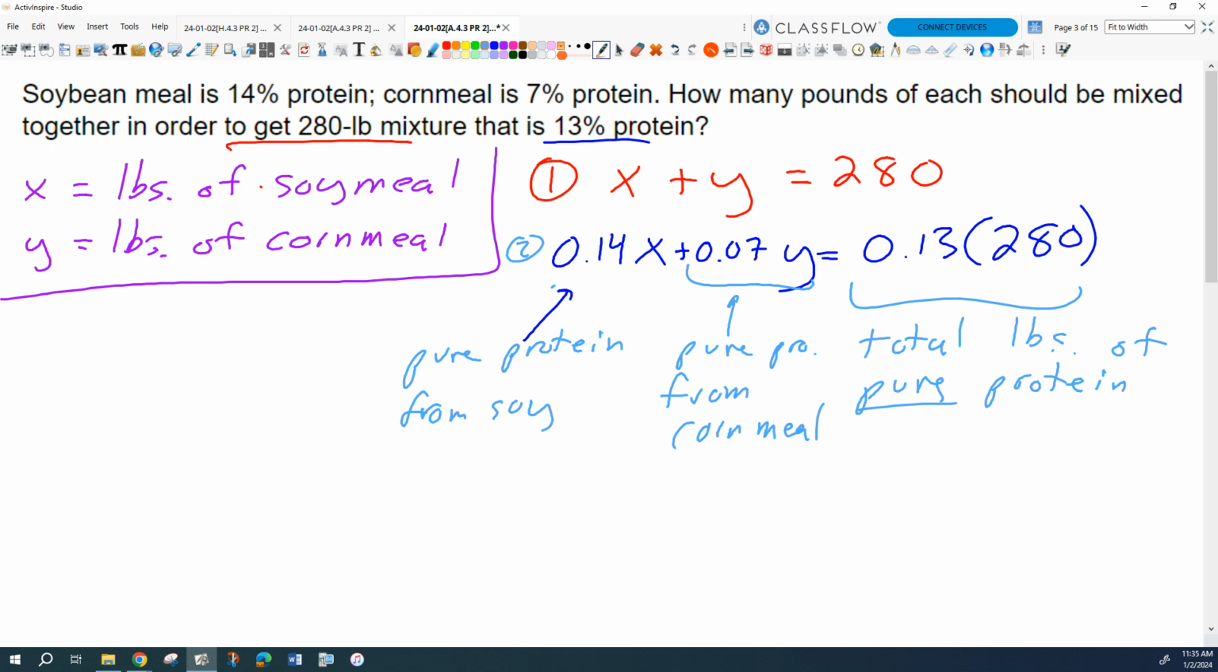So we could use a matrix to do this. It's no problem. We could easily throw that in a matrix. I would just have the first row be 1, 1, 280, right? What would the next row be?